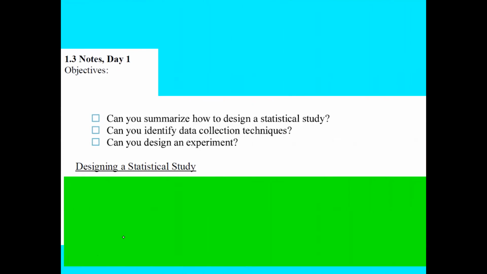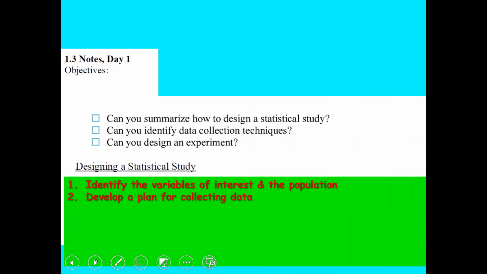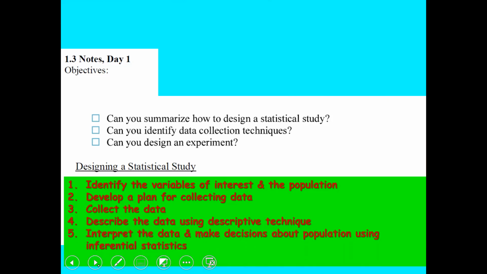So go ahead and read this. I'm going to go ahead and get started on page 5. Okay, so when you're designing a statistical study, the first thing you want to do is identify the variable of interest and the population. Develop a plan for collecting the data, like how are you going to go about retrieving the data. Go to the field and collect the data. Describe the data using descriptive techniques. Interpret the data and make decisions about the population using inferential statistics. And then identify any possible errors if you were to repeat the study.